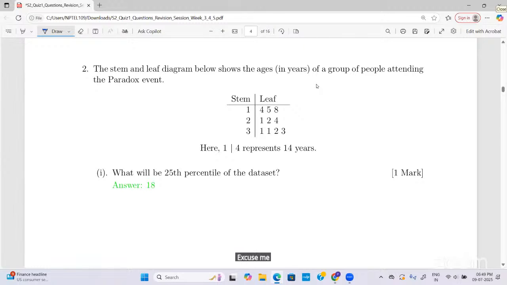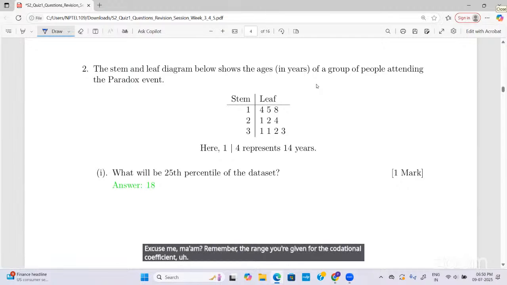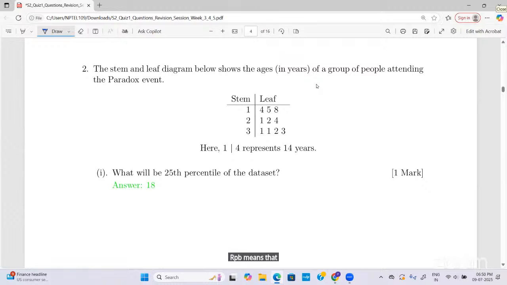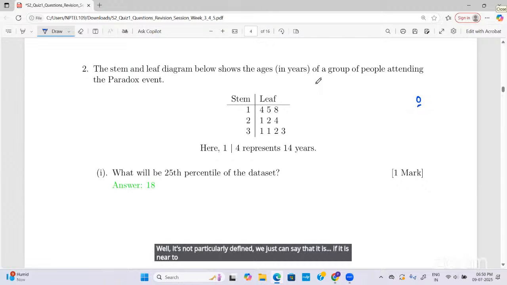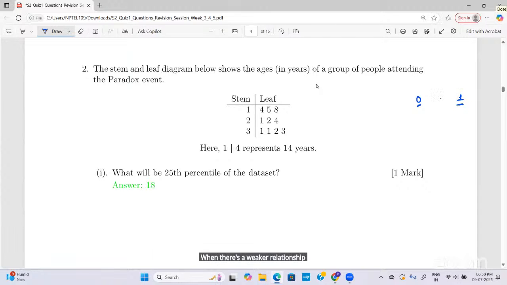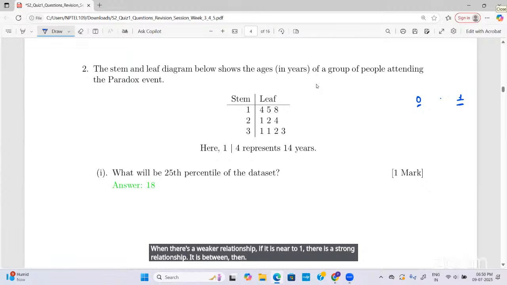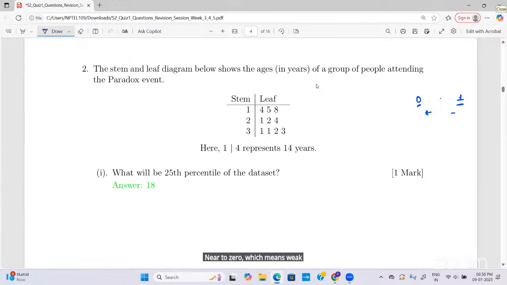Excuse me, ma'am, for the correlation coefficient, there is no range given for weak and strong relationships. Do similar values exist for rpb? It lies from 0 to 1, but within which range will it be strong, and within which will it be weak? It is not particularly defined. We can just say that if it is near 0, then there is a weak relationship, and if it is near 1, there is a strong relationship. In between, we can say reasonable, not very strong, not very weak. We don't have specific values for it.